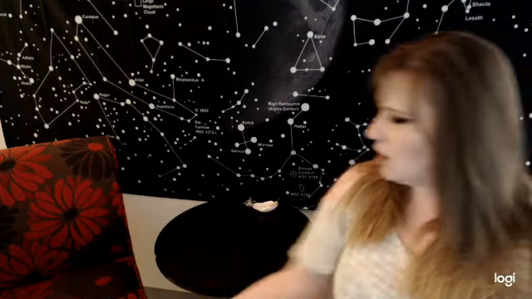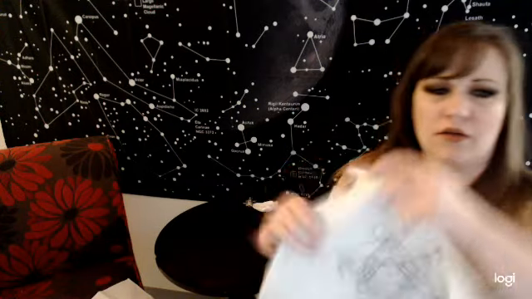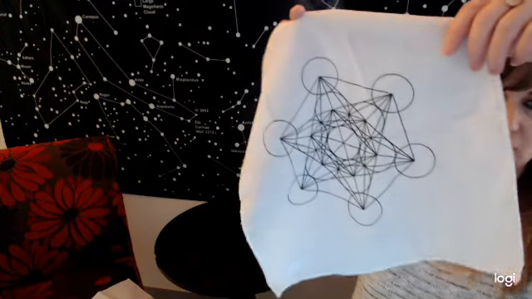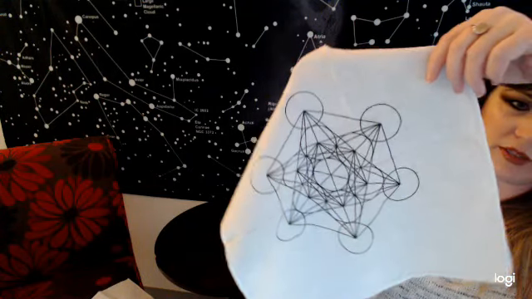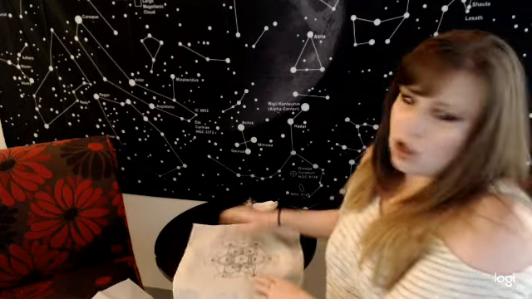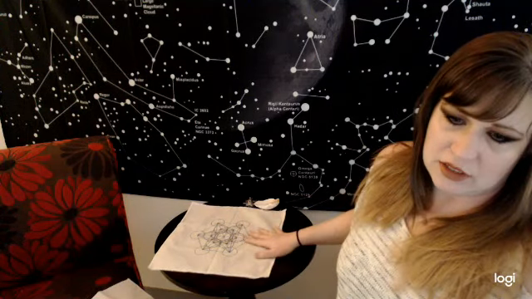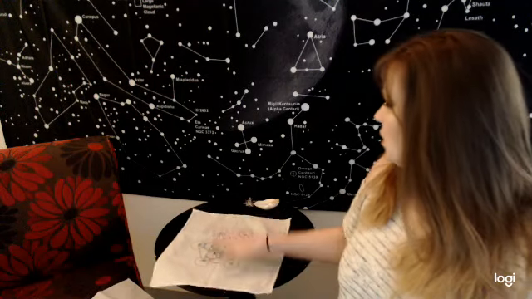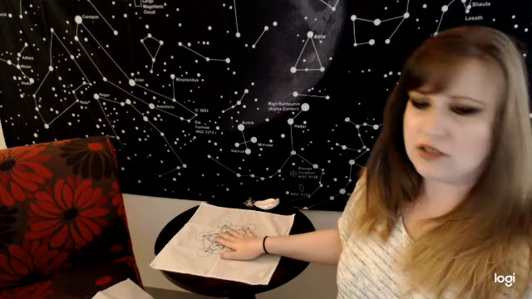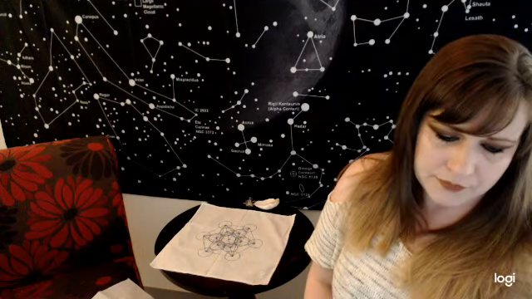So the first grid I'm going to put together for you is an abundance or a money grid, and I'm going to be using the Metatron's cube. Metatron's cube in sacred geometry represents the archangel Metatron, and it contains all of the patterns and geometric shapes that make up everything in the universe. So I'm going to go ahead and just place that there on my table.